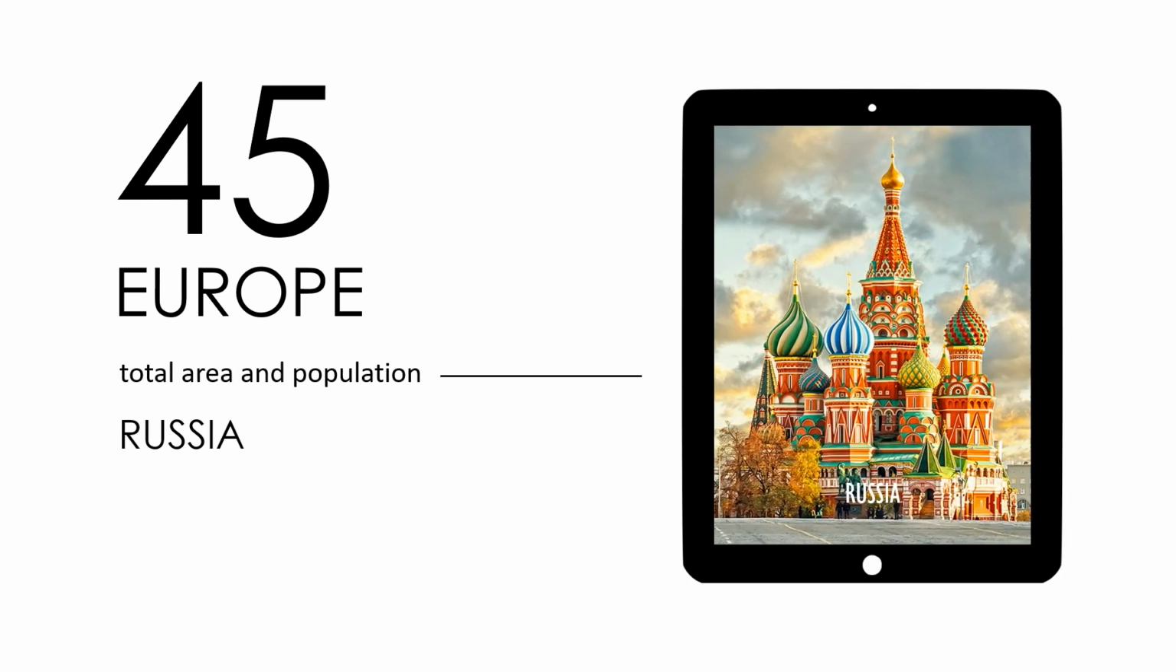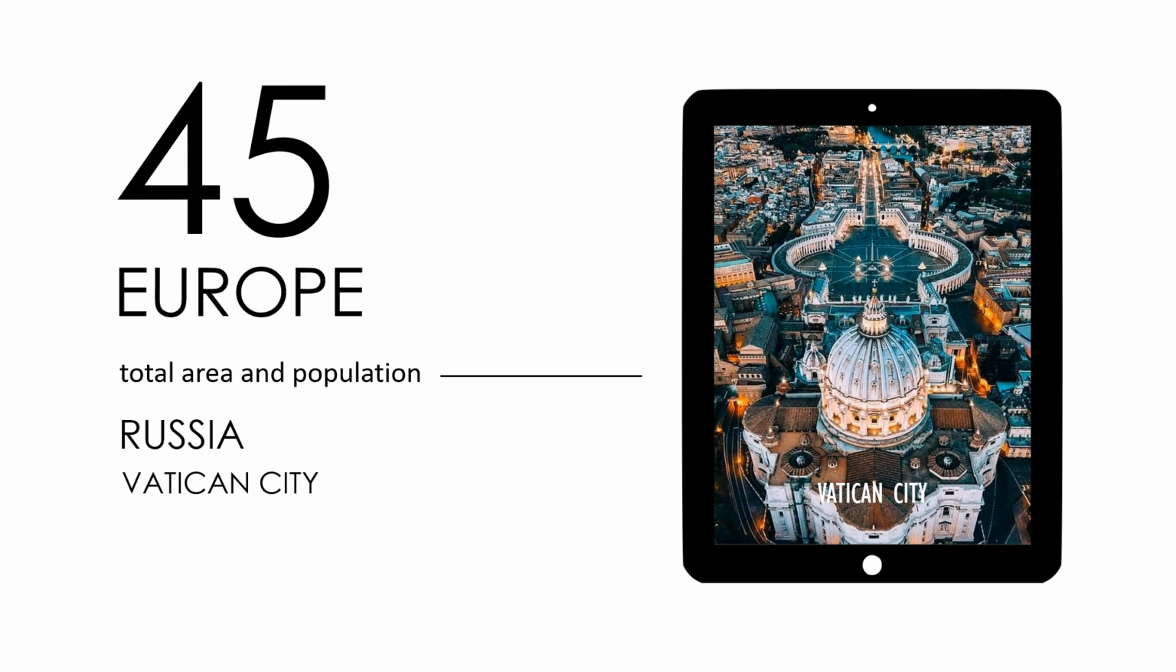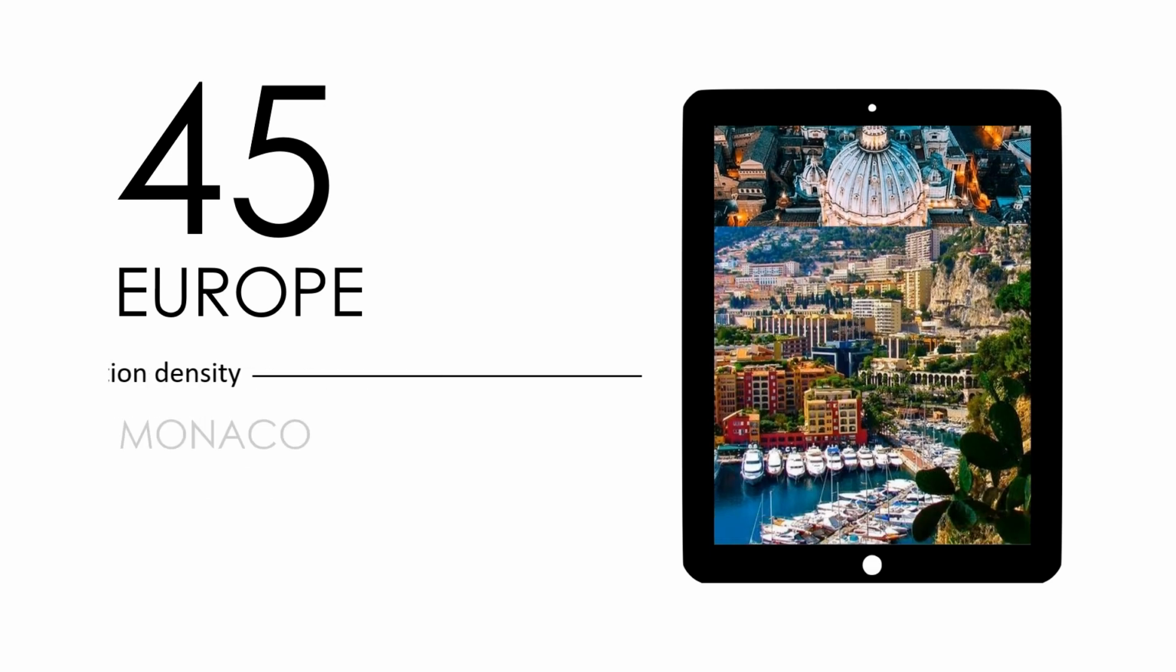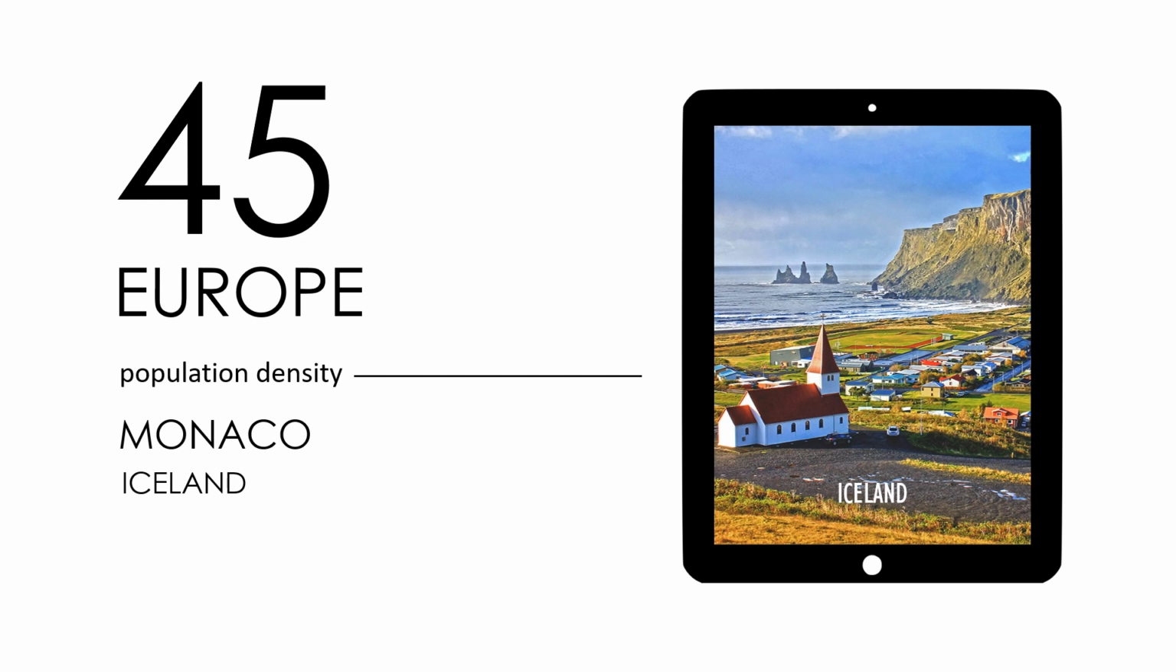The largest country in Europe and the world is Russia. Russia is also Europe's most populous country. And Vatican City is the world's smallest country and also the least populous with just over 800 residents. Monaco led the ranking for countries with the highest population density, while Iceland is the least densely populated country with about 3.5 people per square kilometer.